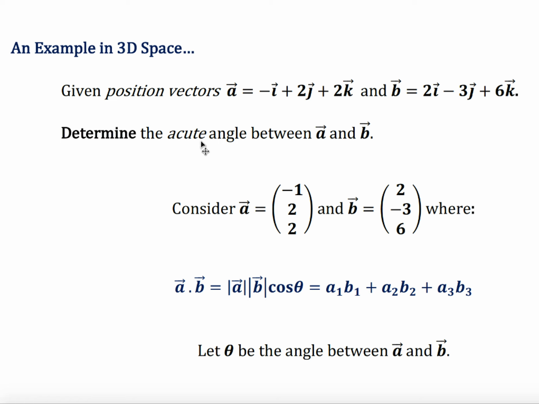So if we're going to find the angle between these two vectors, let's just look at -1, 2, 2, using the column vector form, and 2, -3, 6, that column vector form. So apparently the scalar product between these two vectors, namely a dot b, is going to be the length of a times the length of b times the cosine of the angle between those two, and the addition separately of each of these 3 slots respectively being multiplied.